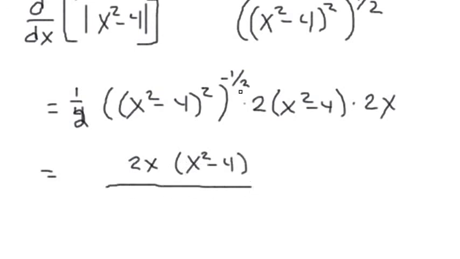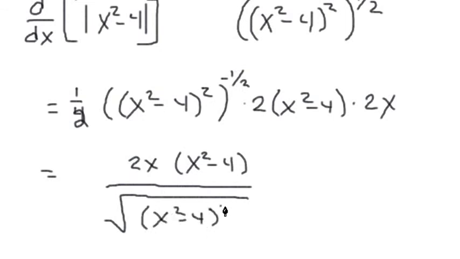And that's going to all be over, this is going to go down to the bottom. I'm going to go ahead and just say, let's make that a square root, okay? And then I'm going to put parentheses. We have x squared minus 4 quantity squared. So there is the derivative.